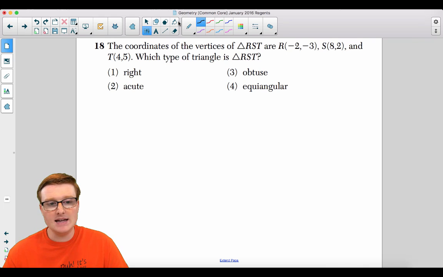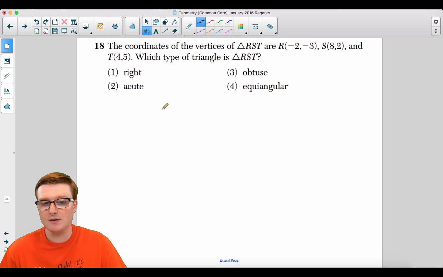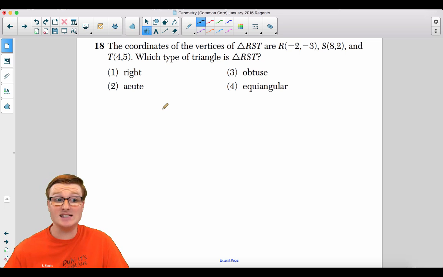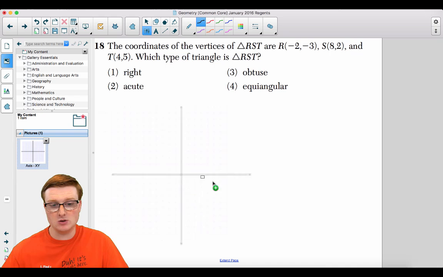Okay, number 18. The coordinates of the vertices of triangle RST are R (-2, -3), S (8, 2), and T (4, 5). Which type of triangle is triangle RST? So the first thing that you want to do is just graph it and look at it and see what you might think it is. And that's probably the easiest way to do this question.